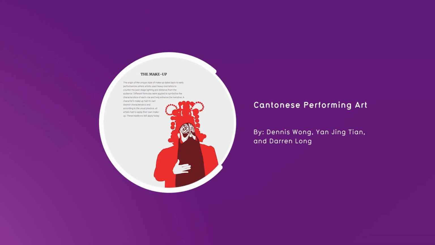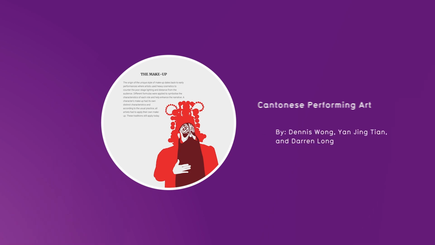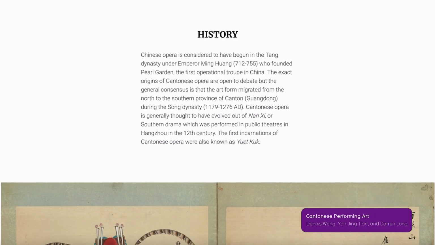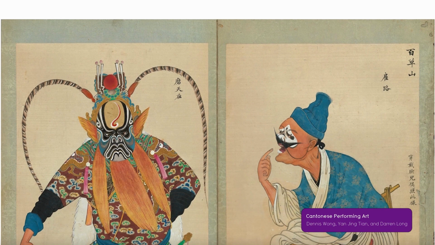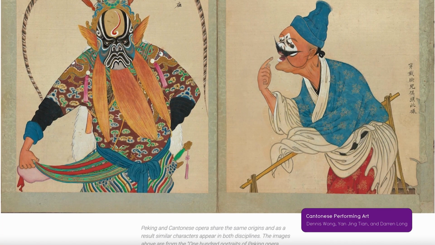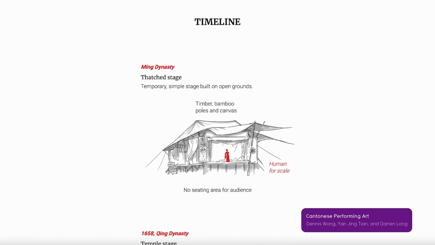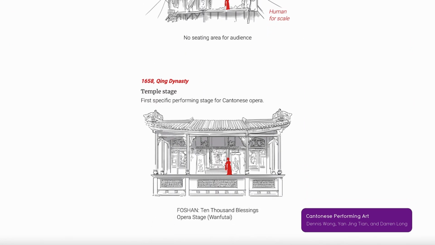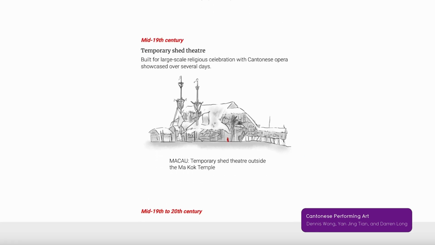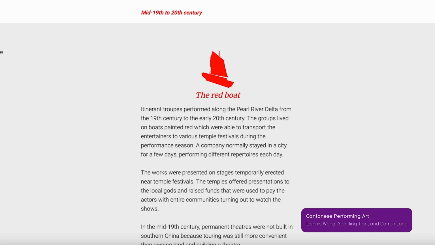Cantonese Performing Art by Dennis Wong, Yan Jingtian, and Darren Long. This piece seeks to explain as many aspects of the Cantonese opera as possible, as well as many relevant historical aspects about how opera performances could be itinerant along banks along the Pearl River or the location of theaters in the golden age of opera in Hong Kong.